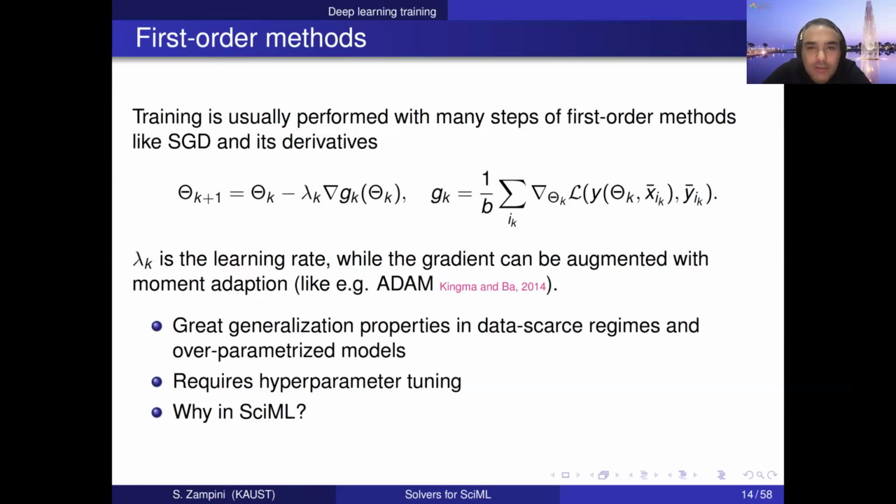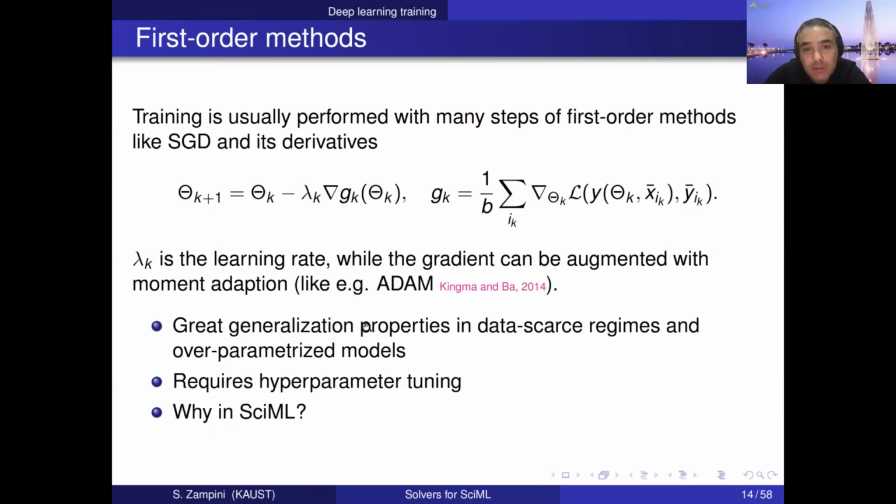So these kinds of solvers are great when, as I said, you are in a data scarce regime and with overparameterized models, because the stochasticity acts as a regularizer, which means that you never overfit, and your generalization error is always quite good.